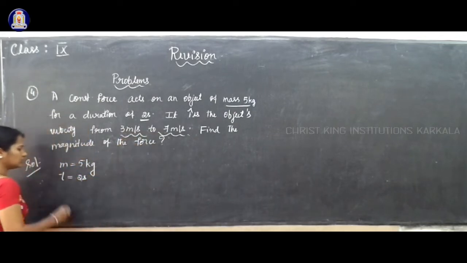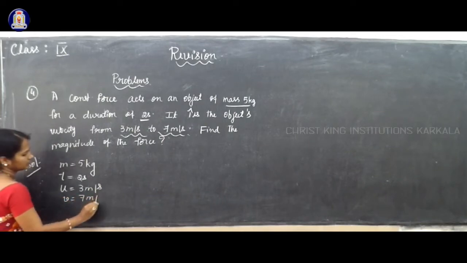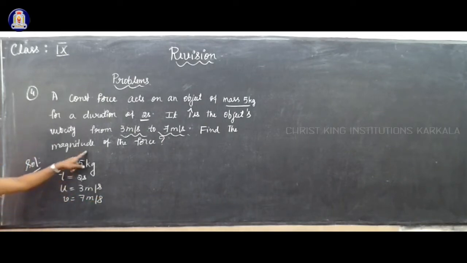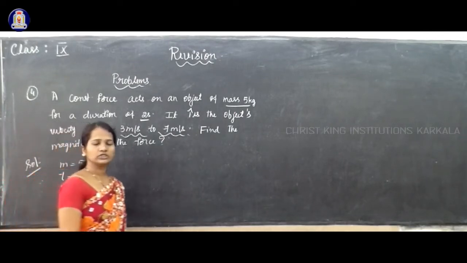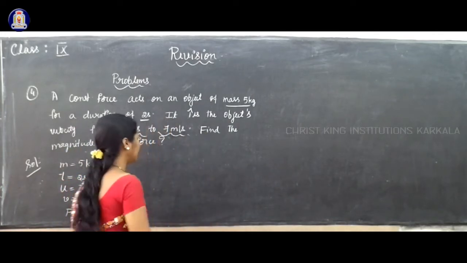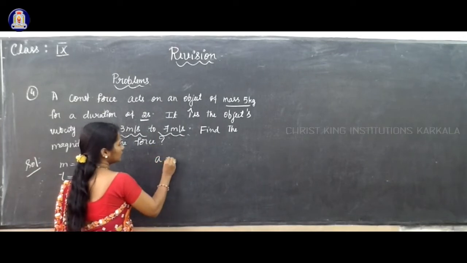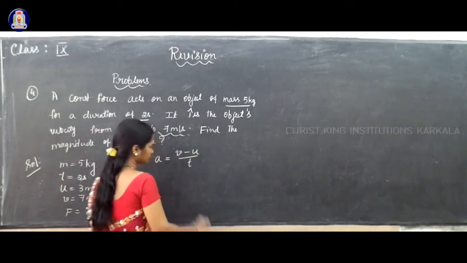That is u equal to 3 meter per second, v equal to 7 meter per second. We are going to calculate force F equal to how much? Equation to calculate force: F equal to m into A. So first I calculate A, acceleration. A equal to v minus u divided by t.